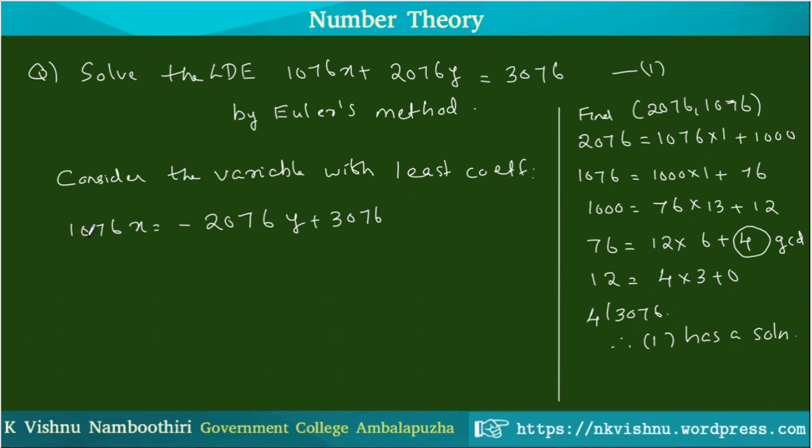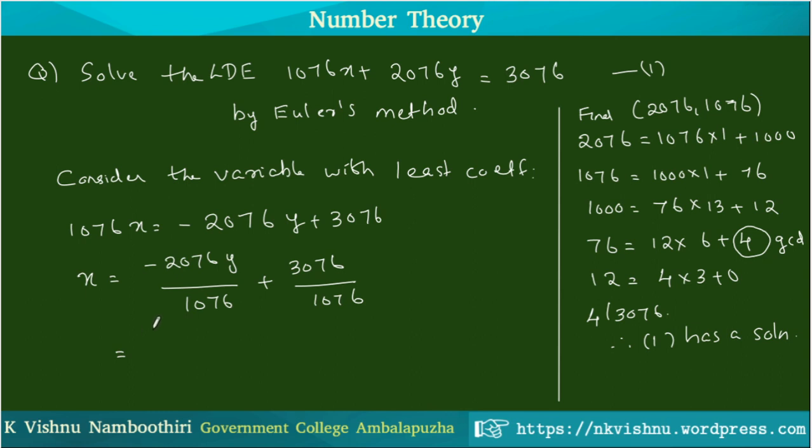For that, we are keeping the variable with smaller coefficient on the left side, moving the other variable to the right side. Now we are going to perform some division the following way: 76y by 1076 plus 3076 by 1076. Now we need to find 2076 is equal to 1076 into how much, that we have actually already found. It's going to be just 1 plus 1000 is the remainder. Therefore we can write this as 1076 plus 1000.